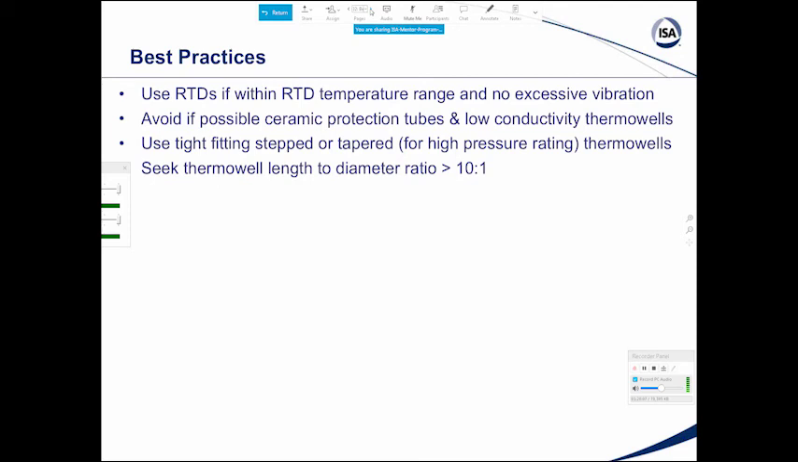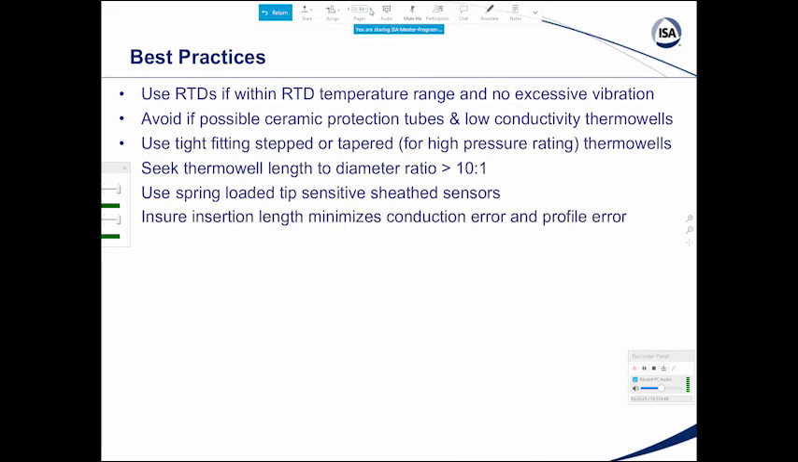Seek thermal well length to diameter ratios that are greater than 10 to 1. Now, if you have a tapered or stepped well, I think you might need to get into averaging that diameter over the insertion length to get what the guideline would be. Use spring-loaded tip-sensitive sheath sensors. Spring-loaded, make sure that tip's sitting in the very bottom of the thermal well. Ensure insertion length minimizes conduction error and minimizes profile error. The profile error in pipelines is much greater than I realized, and for polymers, it's really horrendous.